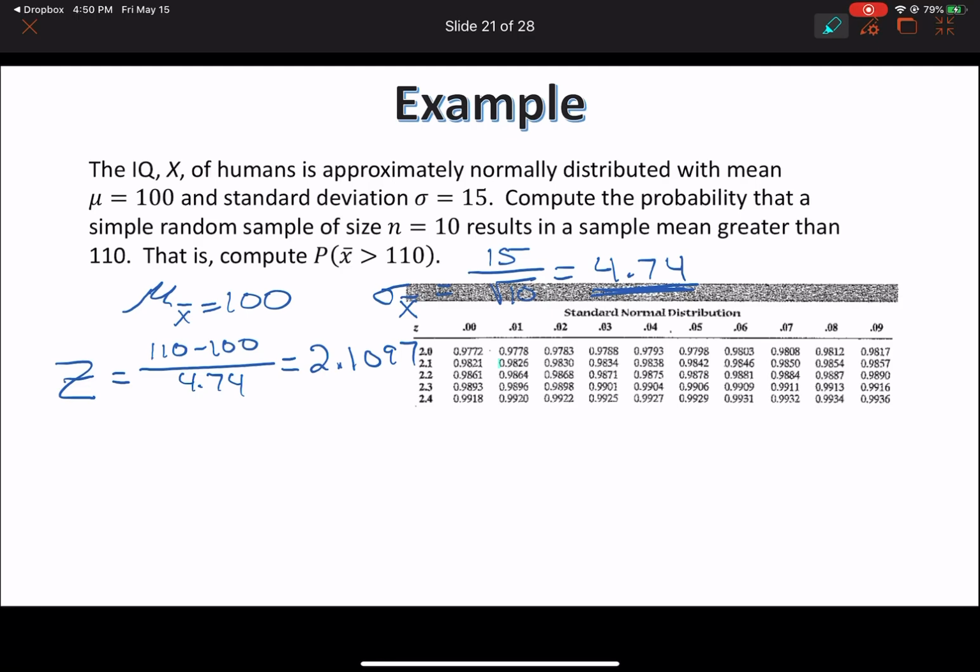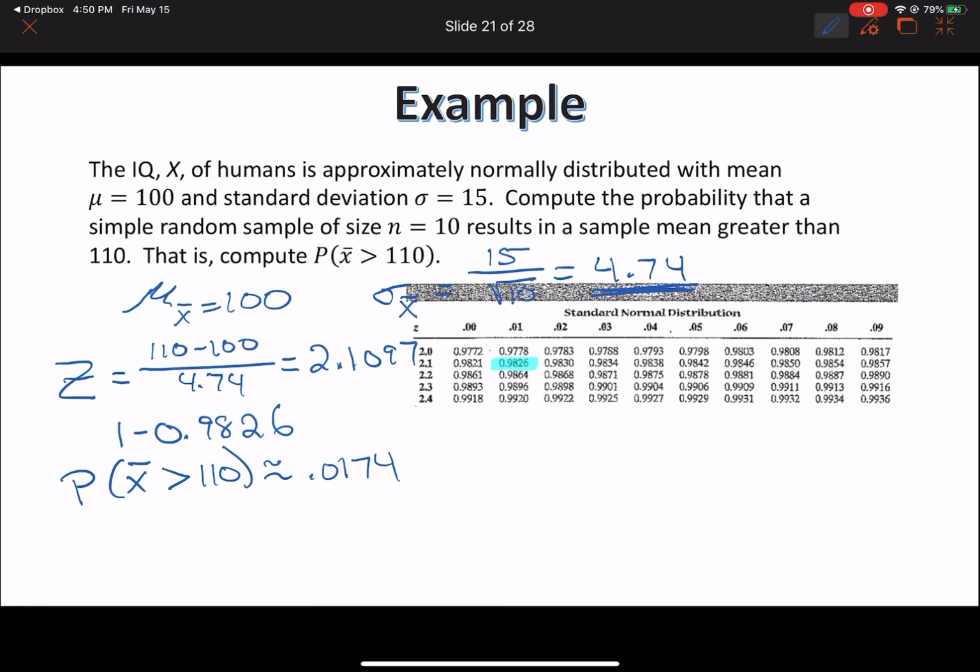I'm going to take a look on my chart here. 2.11 is right there. Because we are looking for greater than, and the z-table gives me less than, I need to do 1 minus 0.9826. So my probability that x bar is greater than 110 is approximately 0.0174.